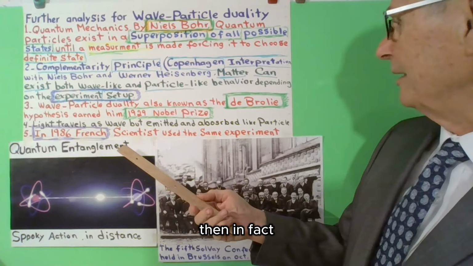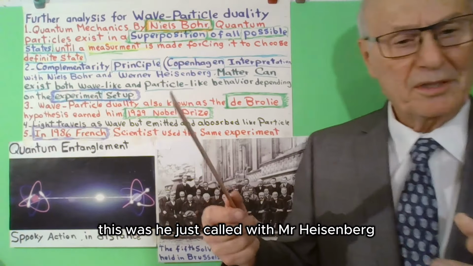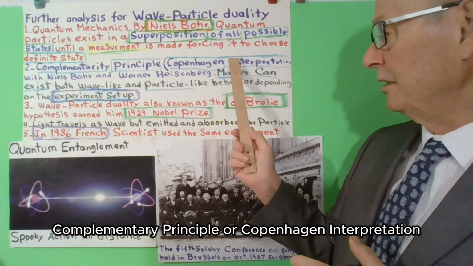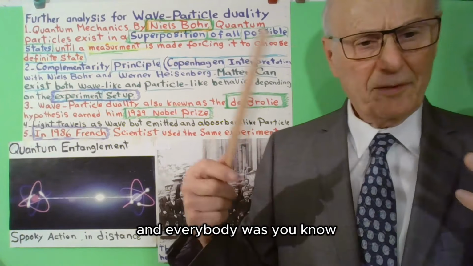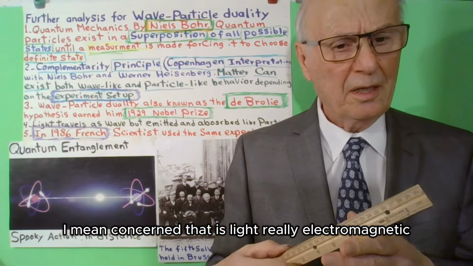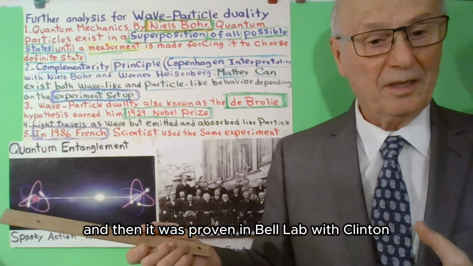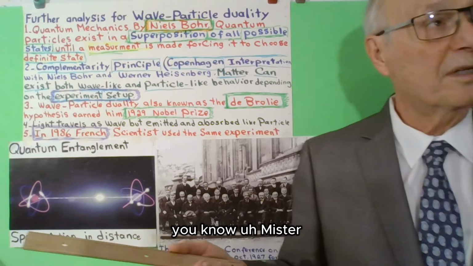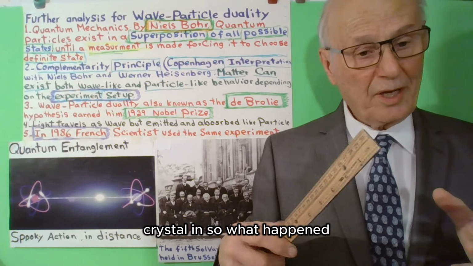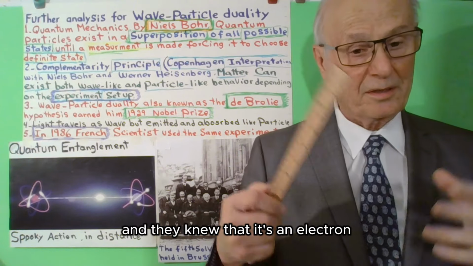And then in fact, he, together with Mr. Heisenberg, called it the complementary principle or Copenhagen interpretation, and everybody was concerned whether light is really electromagnetic, and then it was proven in Bell Lab with Clinton Davisson and Mr. Germer, and they had a nickel crystal. So what happened? The electrons were diffracted, and they knew that it's an electron.